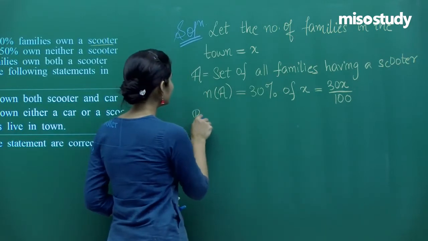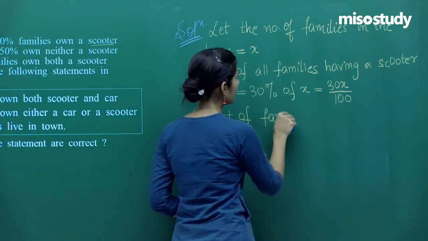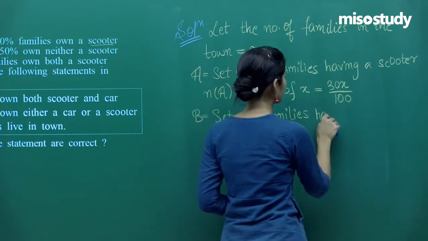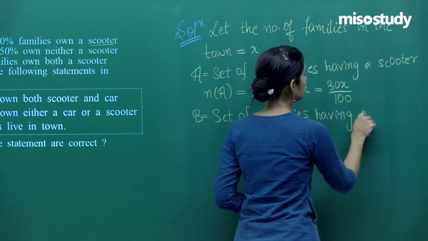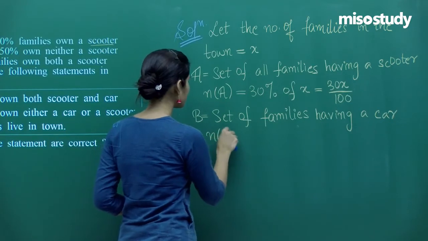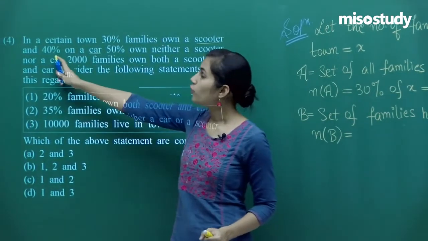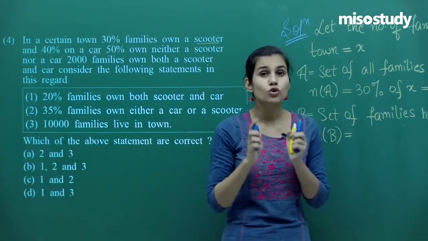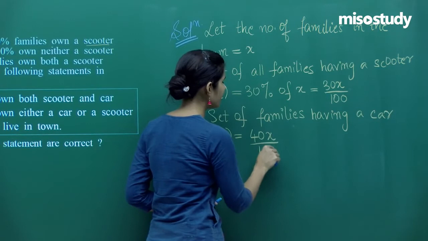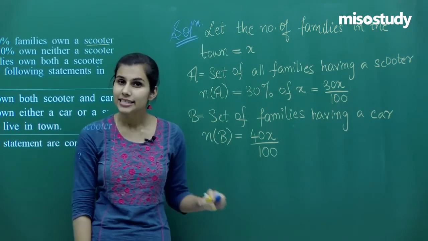The next is set B, which is the set of families who own a car. Do we know the number of such families? Number of such families is also given in the question to be 40%. 40% of the total families own a car, and therefore 40 into X upon 100 is the number of families having a car, or number of members sitting inside set B.